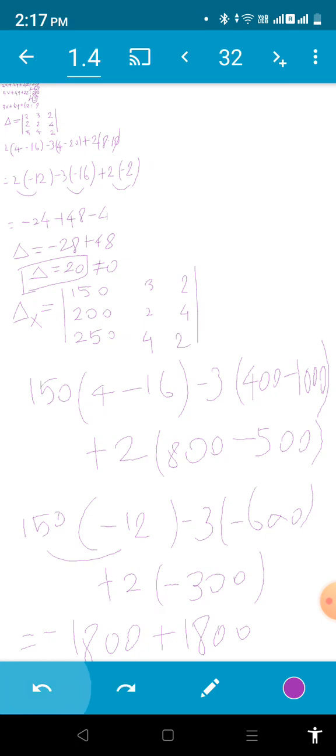Then minus 600. So I subtract these values, I get minus 600, sorry, it is a plus 600. So this is plus 600, and we cancel this and get delta x is equal to 600.